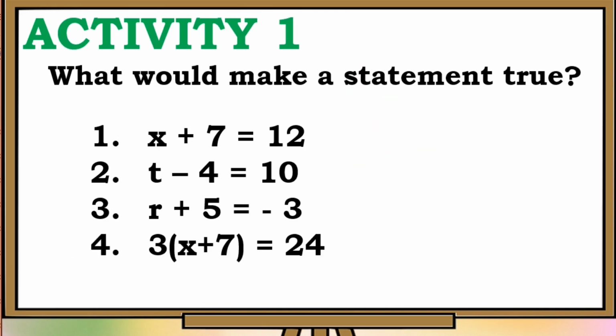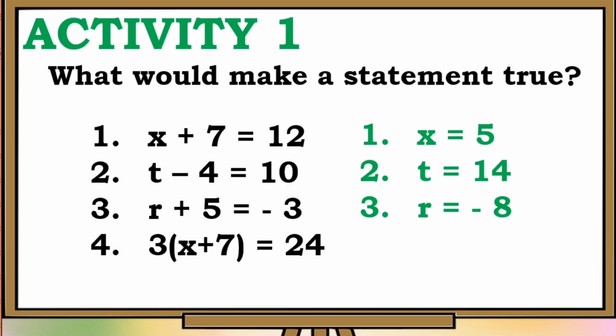So, your next activity: what would make a statement true? Again, you can pause this video to answer them all. So check your work. We have number 1, x equals 5. Number 2, t equals 14. Number 3, r equals negative 8. And number 4, x equals 1. Alright, if you got them all correct, then we can proceed to our main topic.